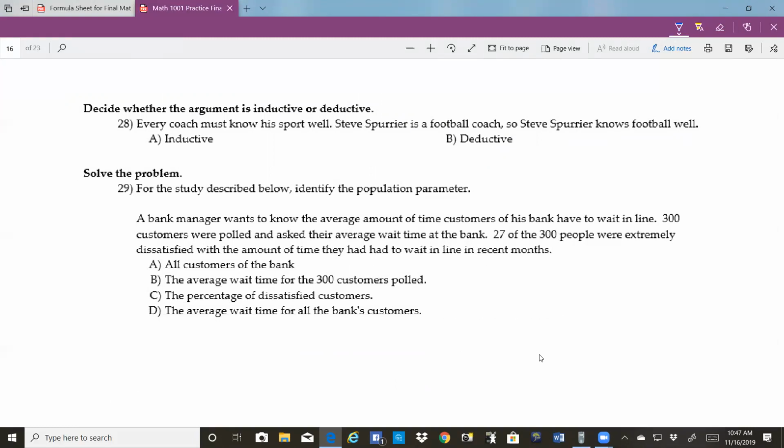We need to determine whether the argument is inductive or deductive. Every coach must know his sport well. Steve Spurrier is a football coach. So Steve Spurrier knows football well. This is a deductive argument because we know that every coach must know his sport well. And if Steve Spurrier is a football coach, we must deduce that he knows football well.